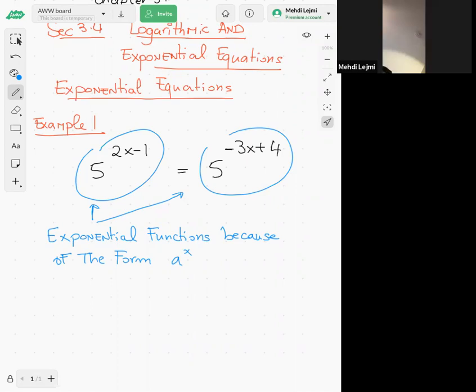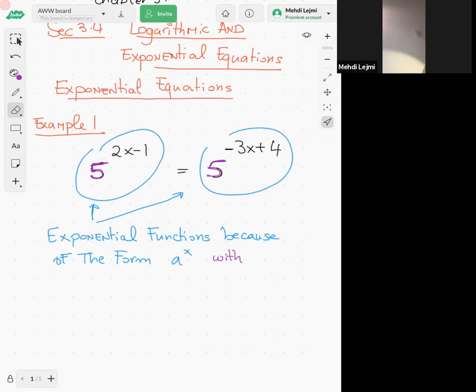But the exponent involves x, right? So if you have some constant to some power involving x, that will be an exponential function. So this is an exponential function with base, the constant a, and the base is 5 on both sides. So both sides have the same base.